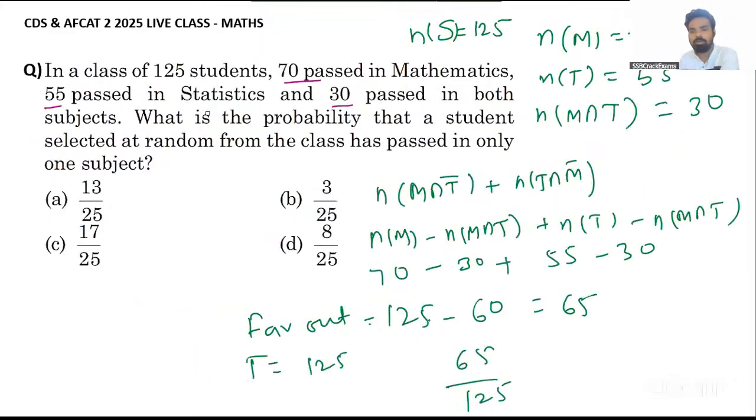Okay, so you have the favorable outcomes, you have the total outcomes. So this is how you calculate the probability.